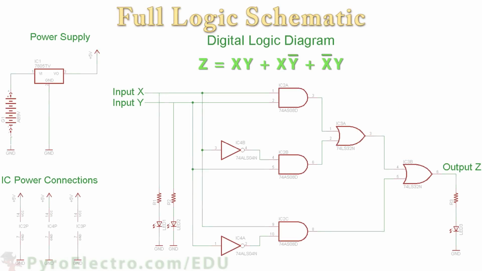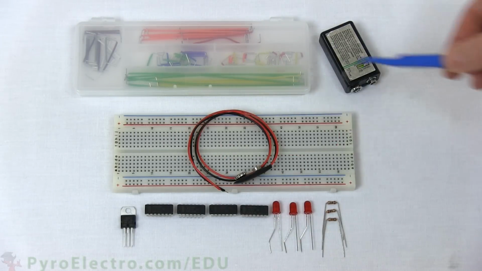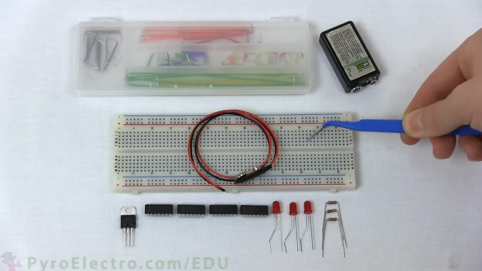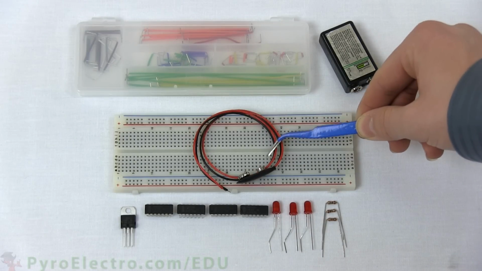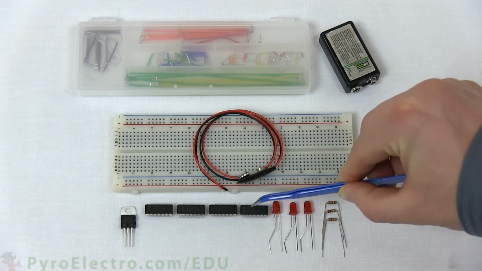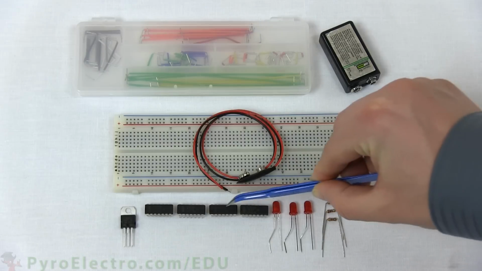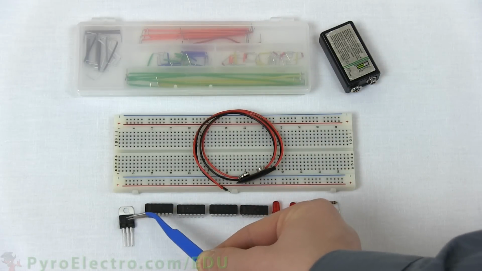Now we'll take a look at the original Boolean equation and see if we get the same resulting truth table, as we should. Here's the schematic and logic diagram for that larger, more complicated Boolean equation. The parts we'll need to test out this circuit are the jumper wire kit, a breadboard, and from the components kit, a 9-volt battery connector, 3 100-ohm resistors, 3 red LEDs, 1 7432, 2 7408s, 1 7404, and 1 7805 5-volt regulator.